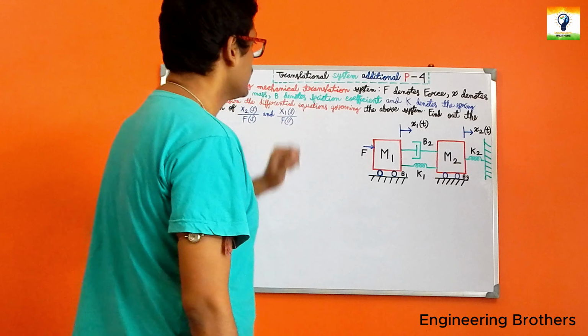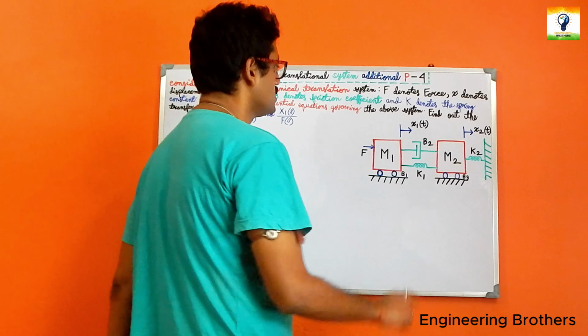Consider the following mechanical translation system. So this is our mechanical translation system that has been given over here. F denotes force. So the force is applied on our mass block of M1, and because of that applied force, the frictional force of B1 that is present between our surface and the wheel for this mass block of M1, and the rest of the parts, B2, K1, M2, K2, B3, are present in our given consideration. X denotes the displacement.